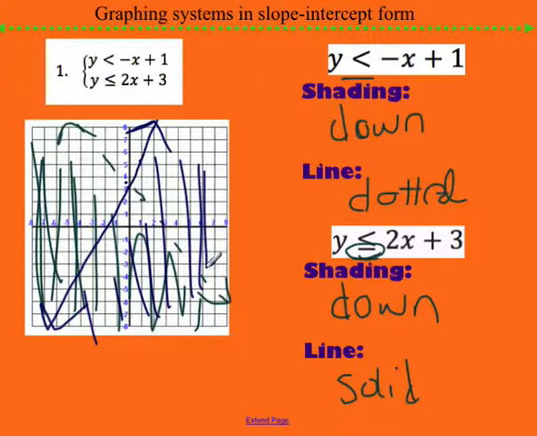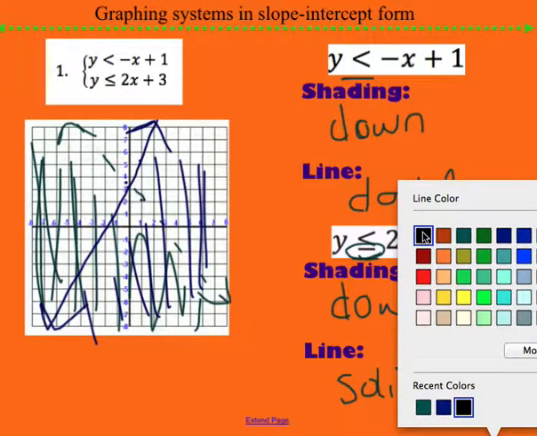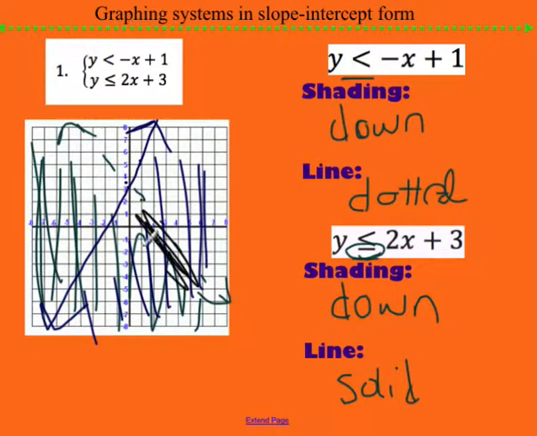So I want to see where my shading overlaps, and to me, it looks like my shading overlaps in this region here. So with your pencil, you really want to shade it in darkly so that you can see where the overlap was. Make it really dark and obvious where that overlap was.